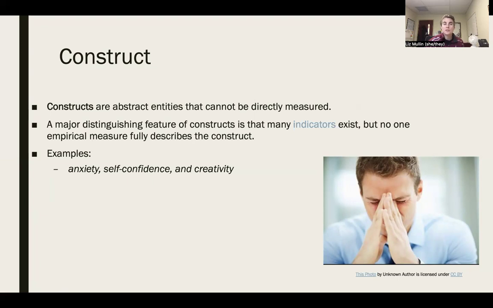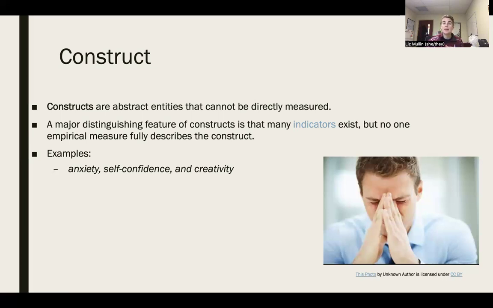A major distinguishing feature of constructs is that there are indicators they exist, but no one can directly and empirically measure them. So think about the fact that there are plenty of things we can go around and measure every day. I can take a ruler and measure the length of something. I can put it on a scale and objectively measure the weight of something, but I can't go up to you and say, how anxious are you, and get an objective measurement. And other things like self-confidence, creativity, we can't get those as a direct measurement, put our fingers on it and really get a sense of what it is.